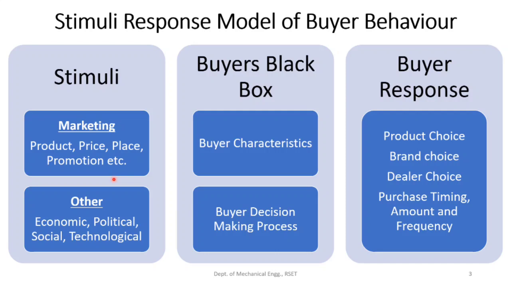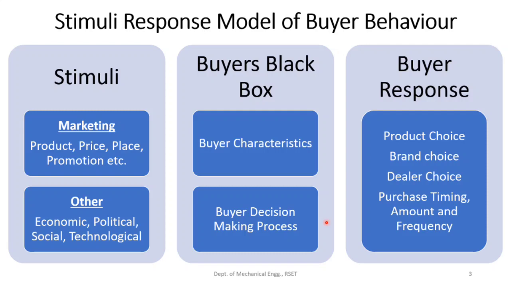The other stimuli that can be changed, which are not controllable by the company, include economic stimuli, political stimuli, social stimuli, and technological stimuli. Any change in the economic, political, social, and technological situations will also result in a change in the buyer response.